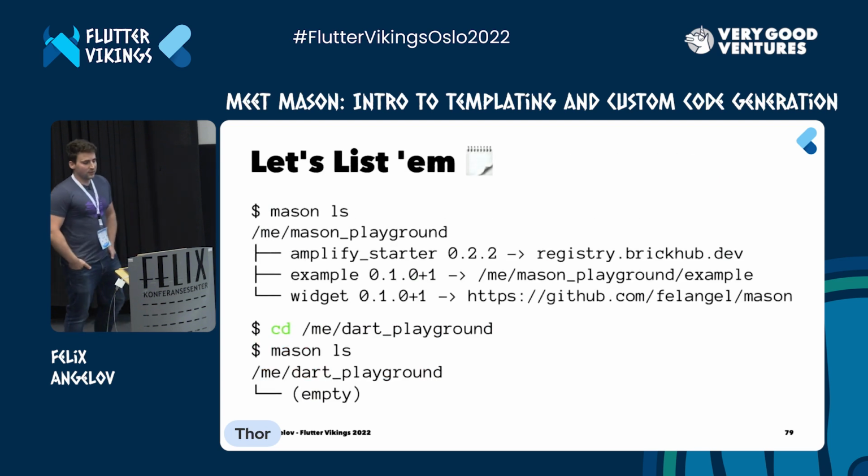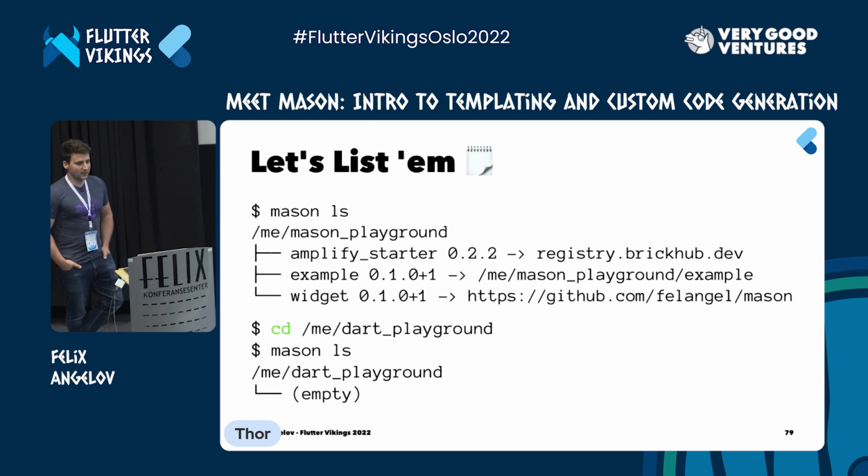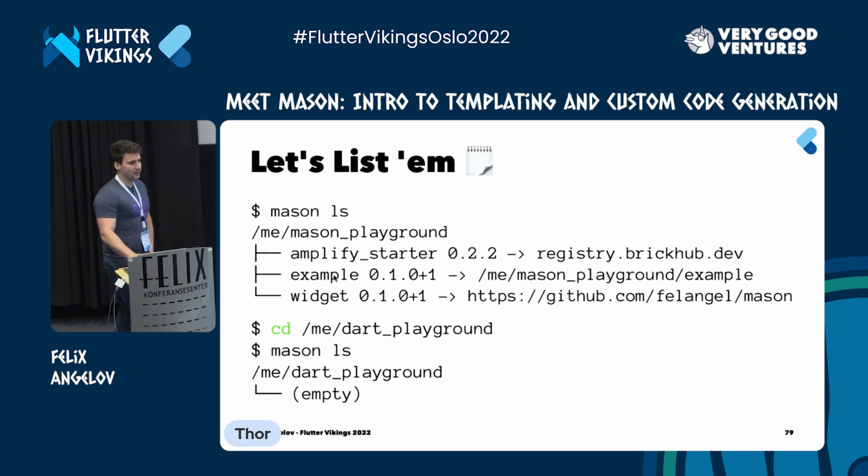So now that we've installed 3 different bricks from 3 different sources, we can verify by doing mason ls again. And in this case, we'll see we installed Amplify Starter. That's coming from BrickHub. We installed the example template that we made on our machine. And then we installed the widget template from GitHub. So we can see the 3 different sources. And again, if I leave my workspace, they're all gone. If I do a mason ls, it's empty.